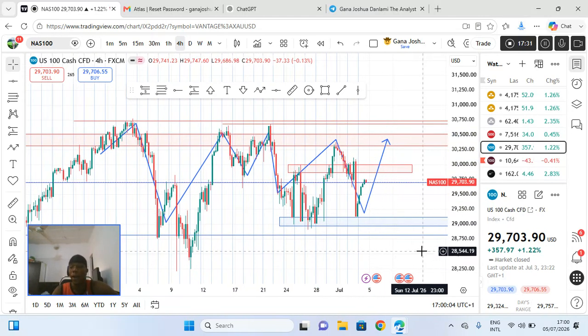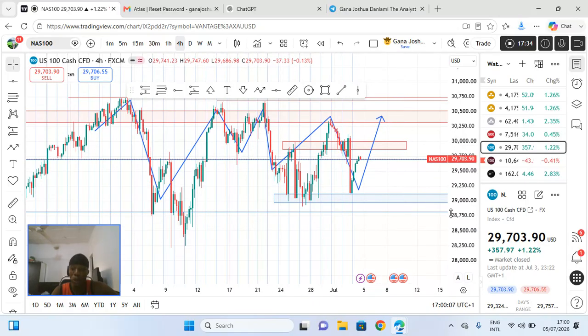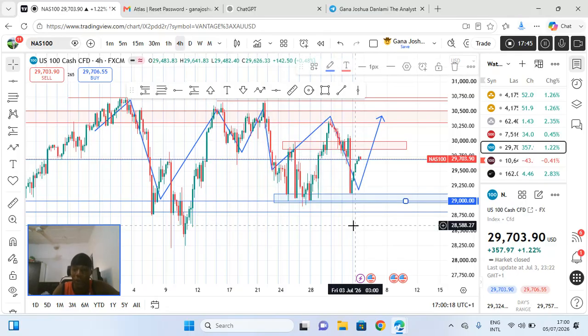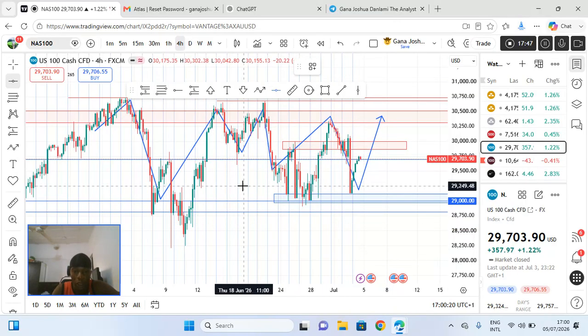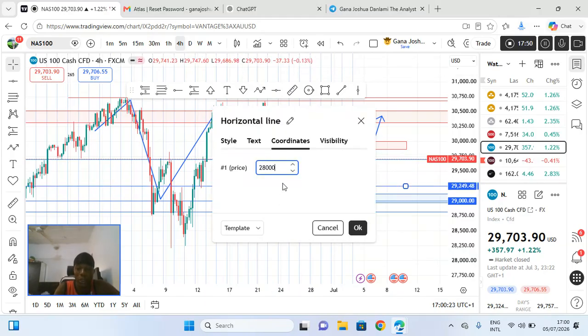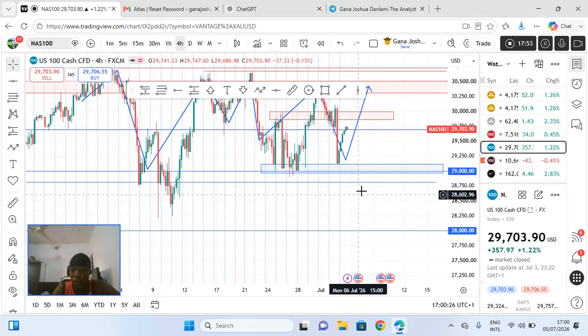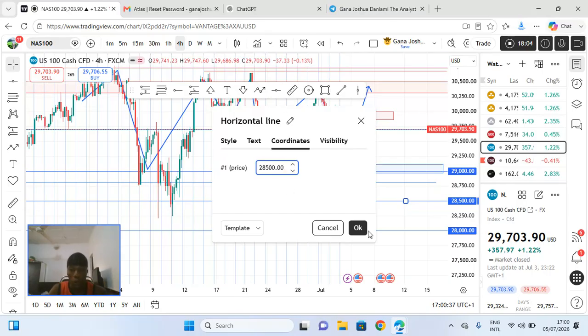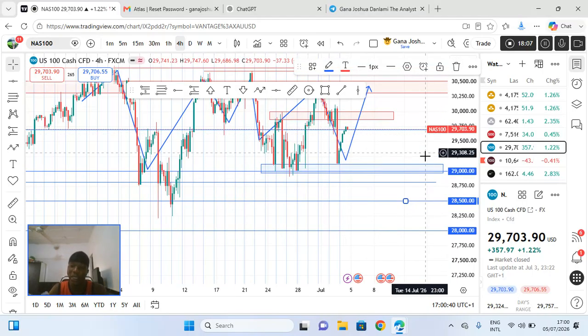So we just use psychological levels, which are these round numbers. Example of a psychological level: 29,000. Let me start from there. Then if I subtract 500 pips from it, the next level is 28,500, and then 28,000. These are psychological levels. So in between 29,000 and 28,000, we have 28,500. And between 29,000 and 30,000, we've got 29,500. So that's how you keep adding.